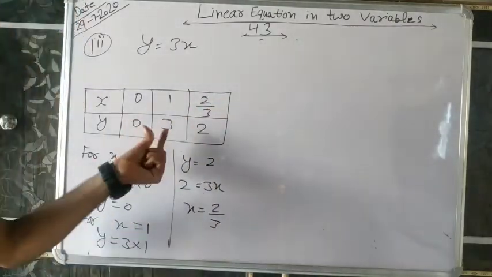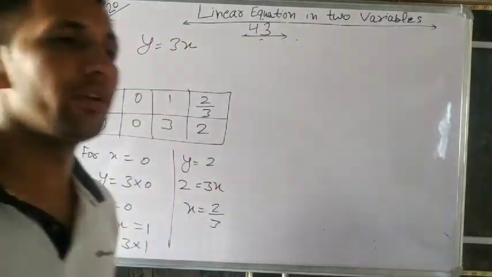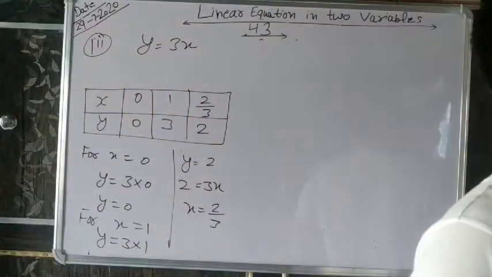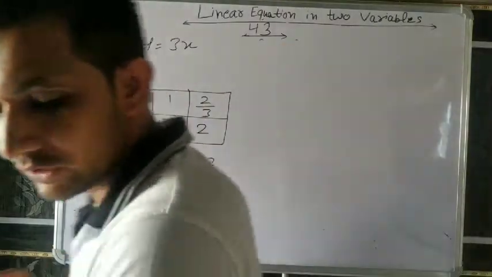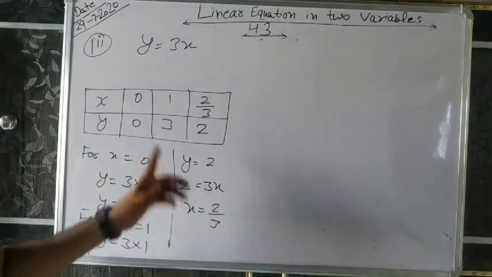Understand? So it is the solution. And a graph of linear equation in 2 variables, how many solutions? Infinite. But here we find only these 3. Now what we will do? We will draw in graph.